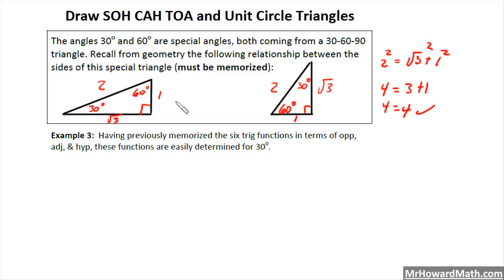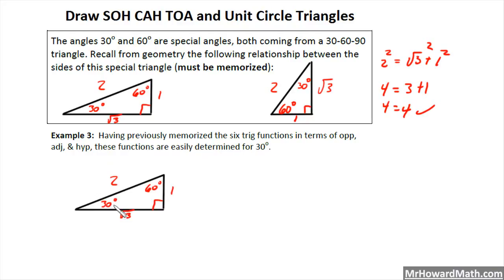So that's why I drew 2 of them. They're technically the same triangle, just rotated differently. All right, example 3. Having previously memorized the 6 trig functions in terms of opposite, adjacent, hypotenuse, these functions are easily determined for 30 degrees. So I'm going to pause here, copy this triangle down, and then we'll label it appropriately.